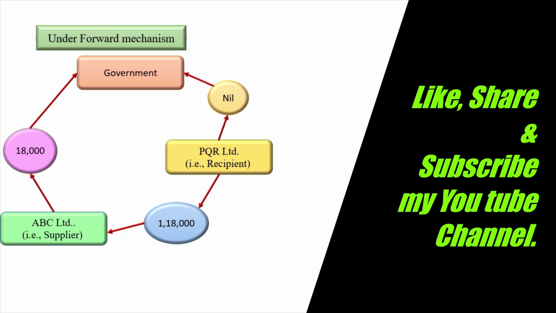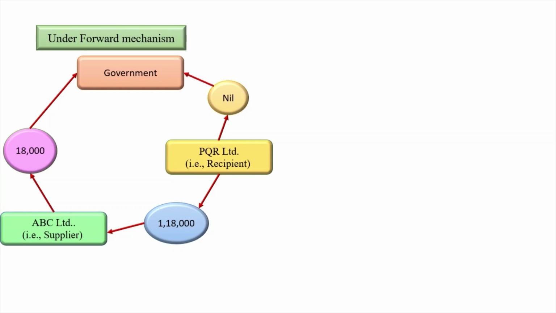So what is the income under forward charge for the government? That is 18,000. What is the income for supplier? That is 1 lakh. How much recipient is paying to the ABC Limited? 1 lakh 18,000. So that is the condition under forward charge. Government is getting 18,000, ABC Limited is getting 1 lakh, and recipient is paying 1 lakh 18,000 to supplier.